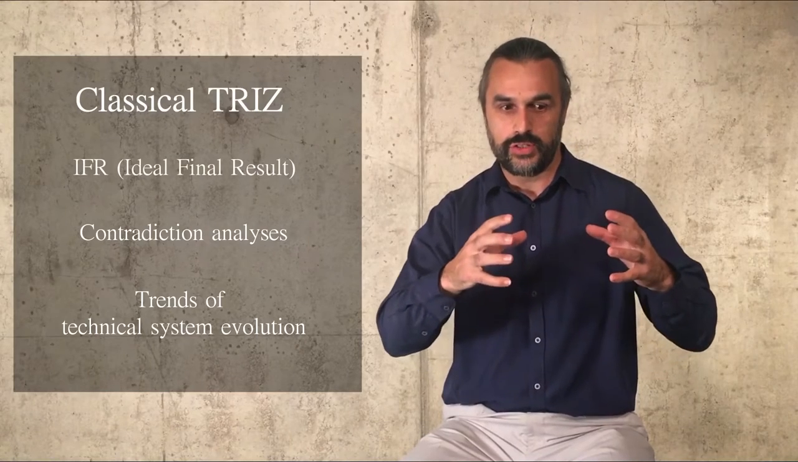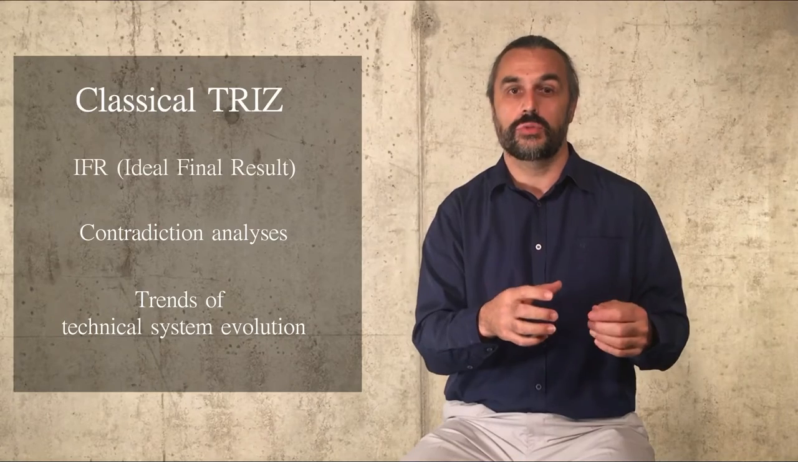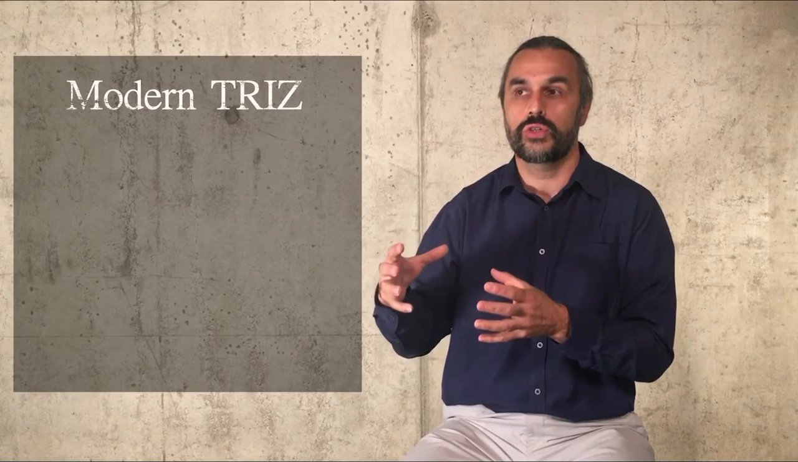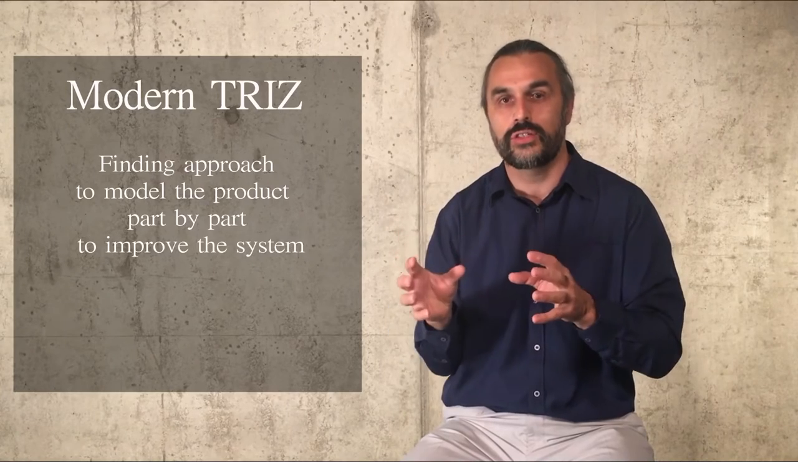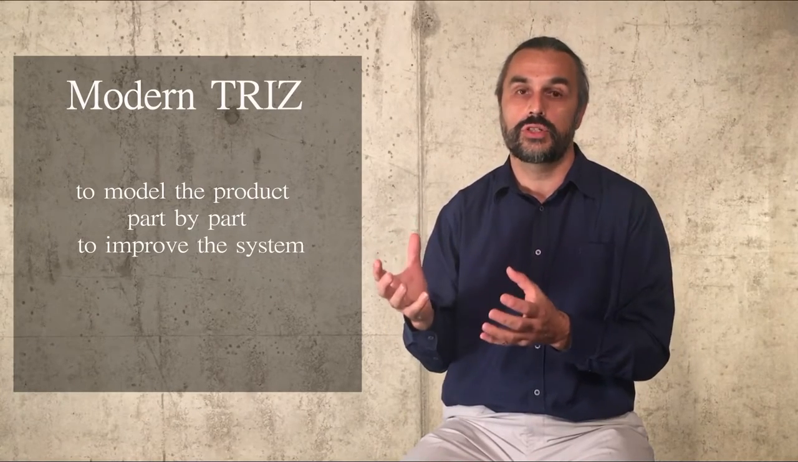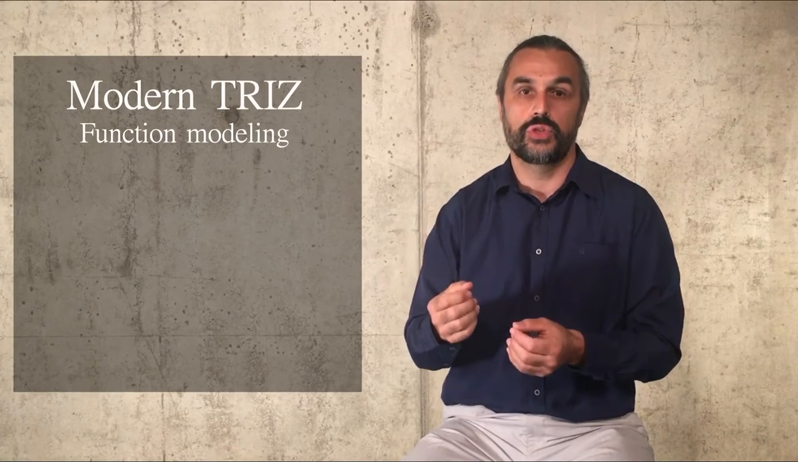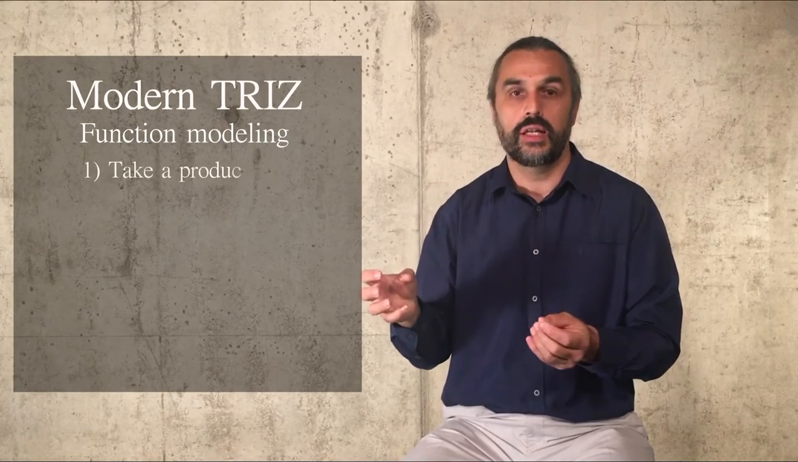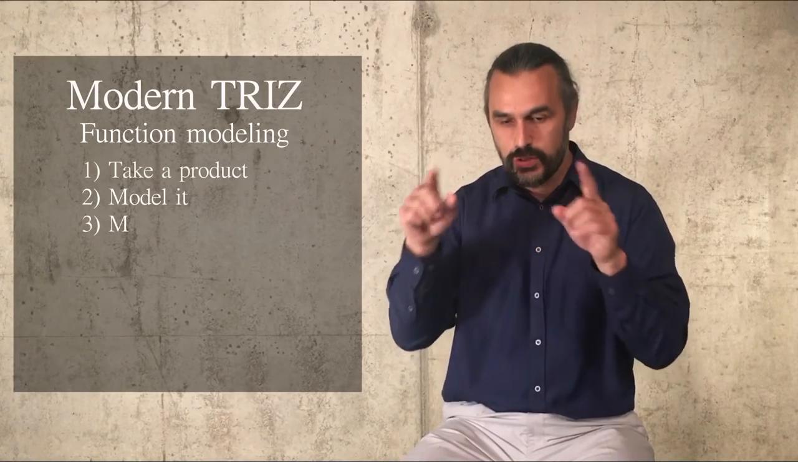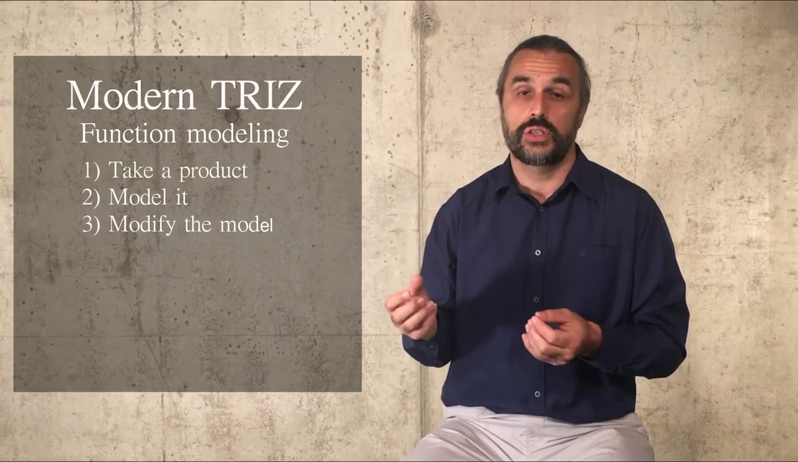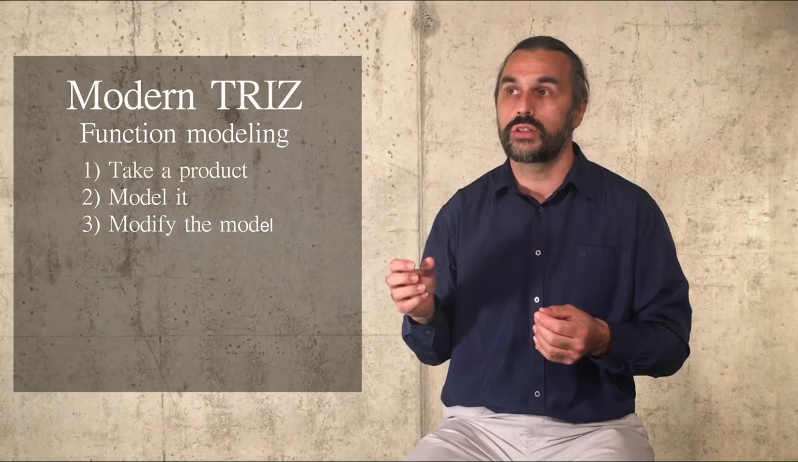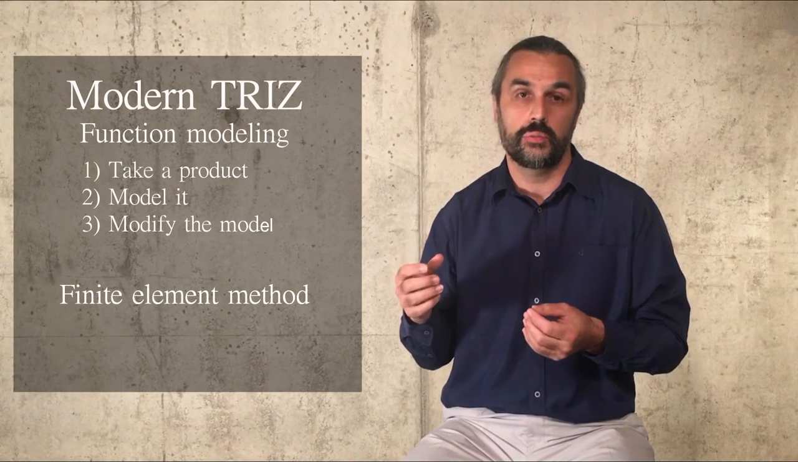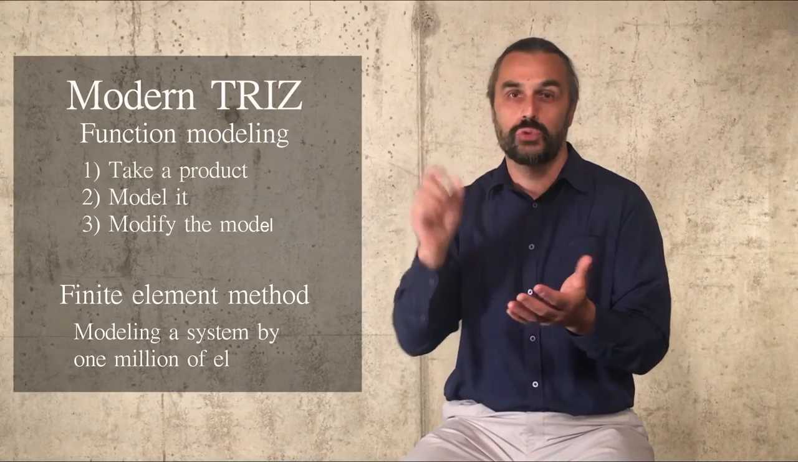It focuses on some very fundamental function of the system and tries to kill it, but keep the function the same. At the same time, modern TRIZ is based on an approach of how to take a product, model it part by part, and try to modify the system to make it better. So function modeling is a basic concept to be used for this approach. You are given a product, you model it element by element, you model interactions, you model functions within the element, and you try to modify this model in order to make the system better. It could somehow be compared to the finite element method in mechanics, when you have a system and then you model it by 1 million elements.